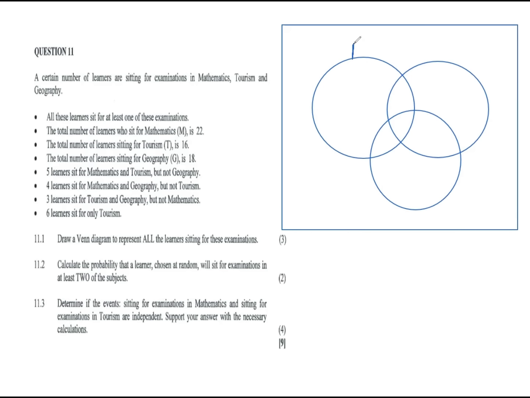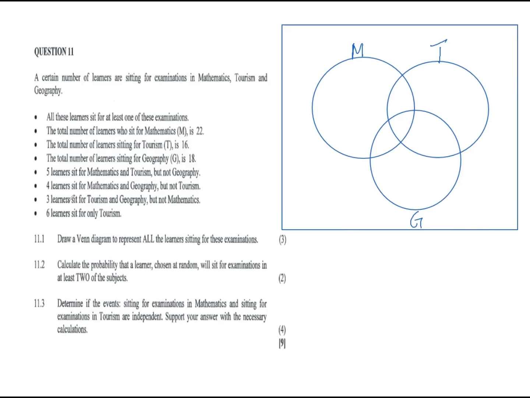So that's your mathematics, tourism, and geography. Make sure that you keep to the same order so that it will be easier for the markers to mark according to the memo. Then all these learners sit for at least one of these examinations. That is to say, none of the learners are outside here, right? None of the learners are outside. All these learners that were being investigated here or in the survey actually wrote one of those exams.